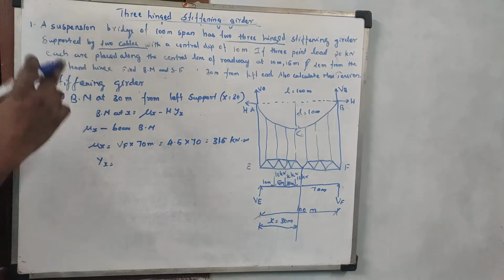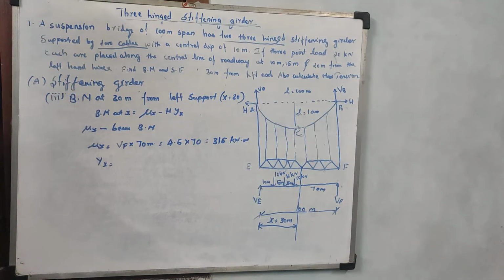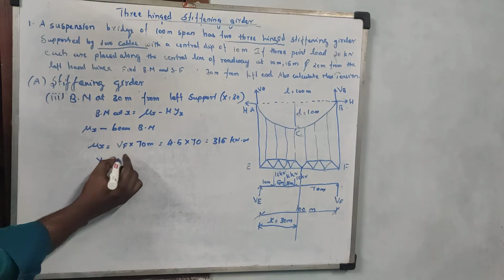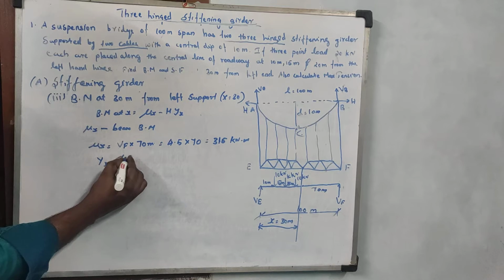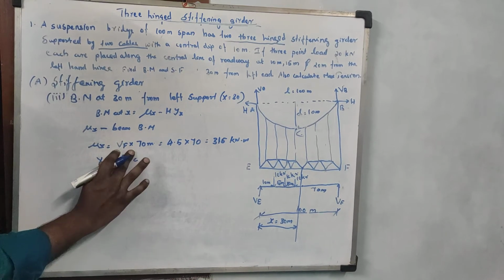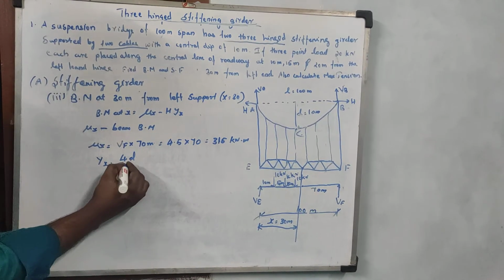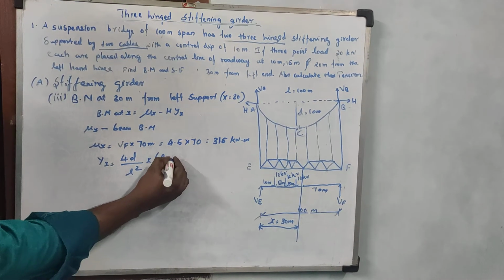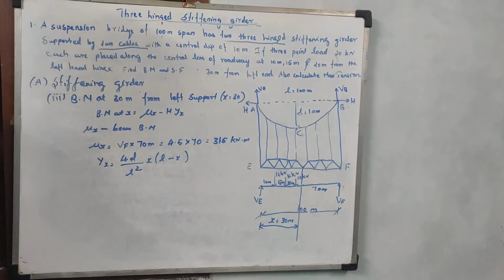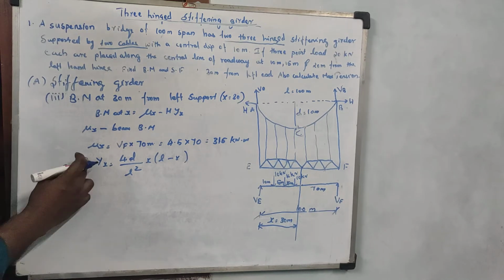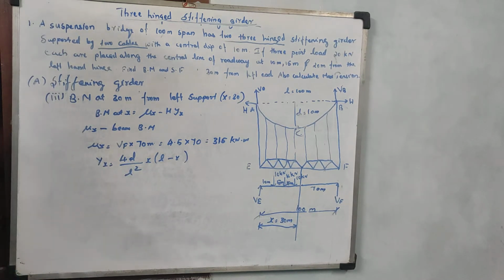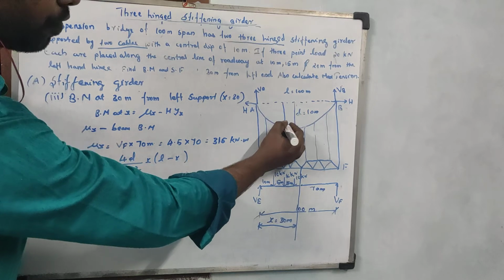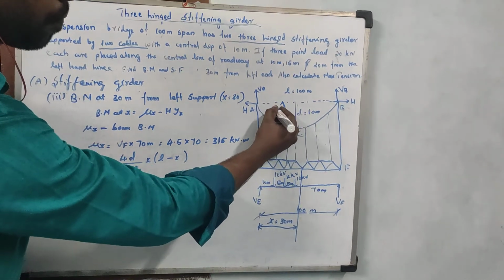Yx, it is a parabola. For a parabola, Yx equal to 4d divided by L square into x into L minus x. Okay, this is the formula for the parabola at x, Yx.